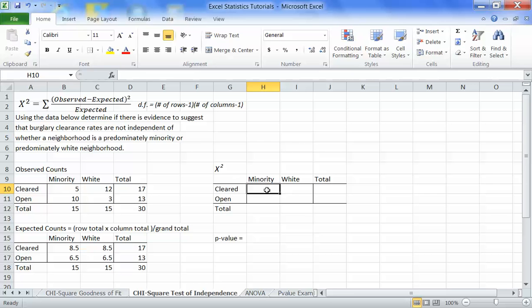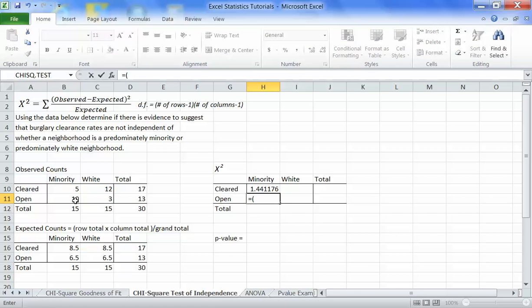So let's get down to the business of computing our chi-squared test statistic. I want to do equals, parentheses, minority cleared observed, that's 5, minus minority cleared expected, that's this number right there, the 8.5. I'm going to close parenthesis, caret for exponential, squared, divide by, and then do the minority cleared expected value again. So this will be the value for this particular cell for the chi-square test statistic. I'm going to do the same calculation for each one.